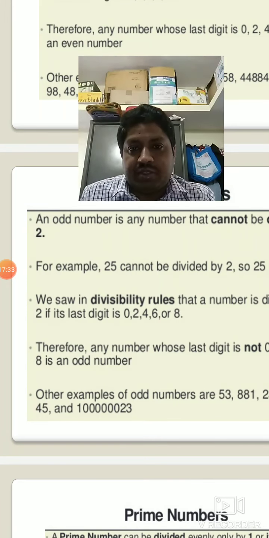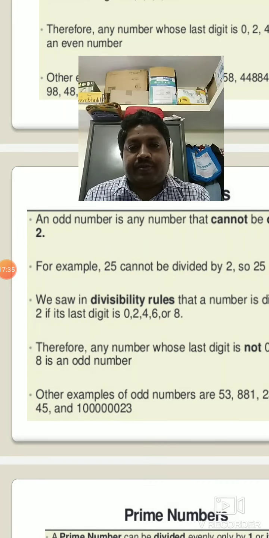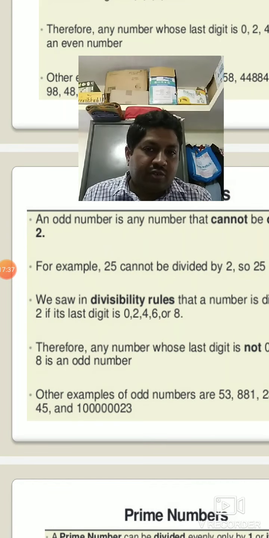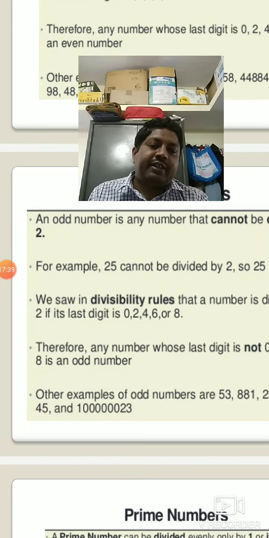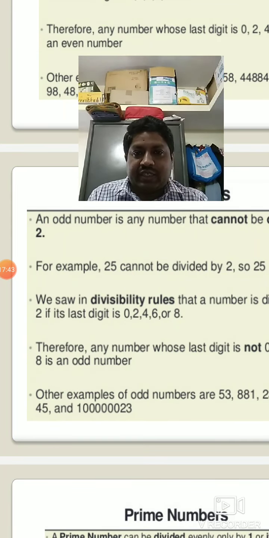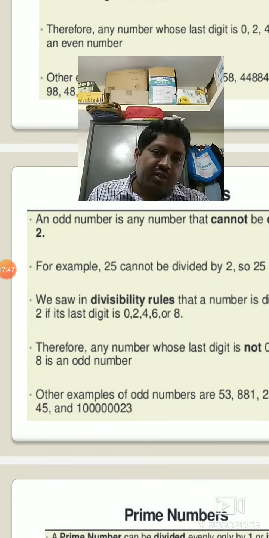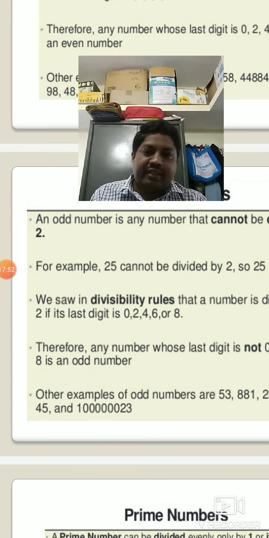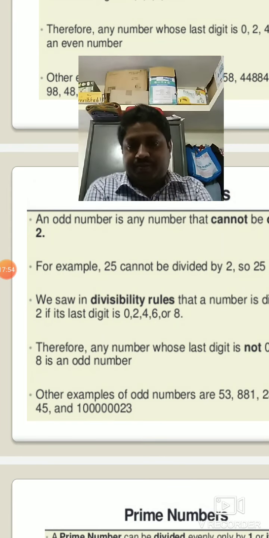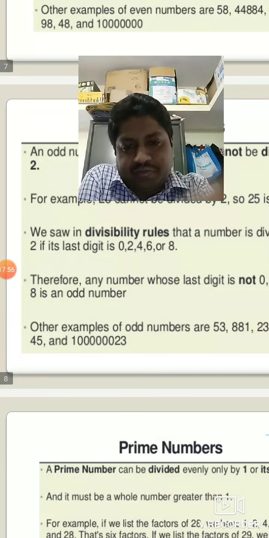Example for even numbers: 0, 2, 4, 6, 8, 10, 12, 14, 16, 18, 20, etc. Okay. So odd numbers: 1, 3, 5, 7, 9, 11, etc. They are the odd numbers.